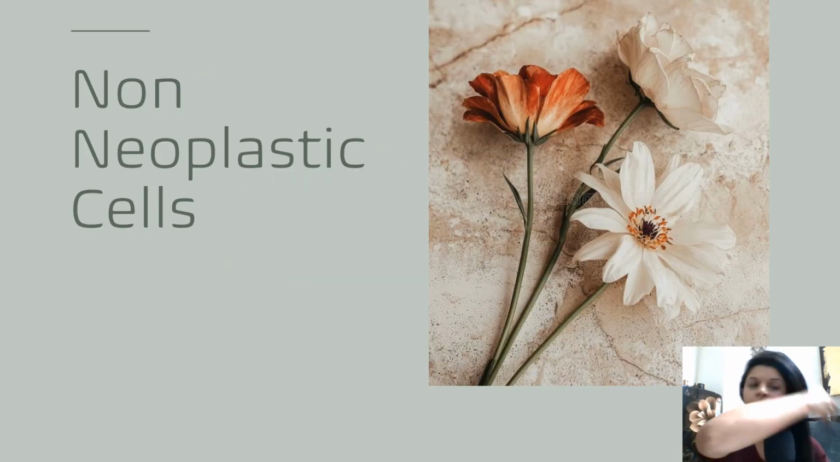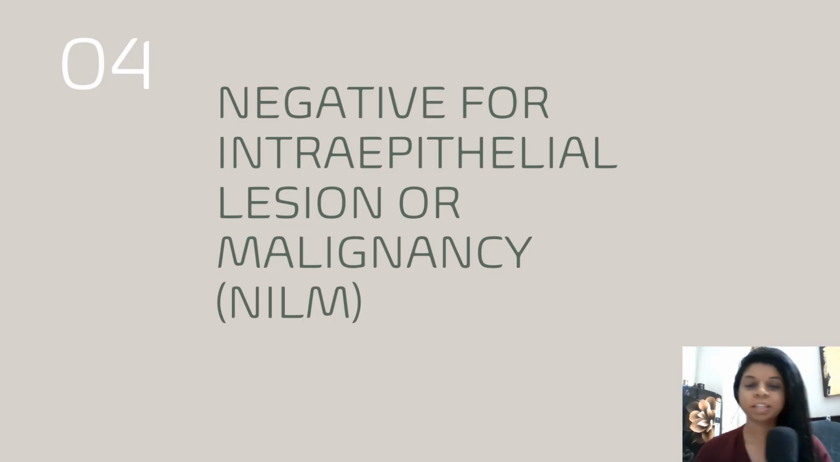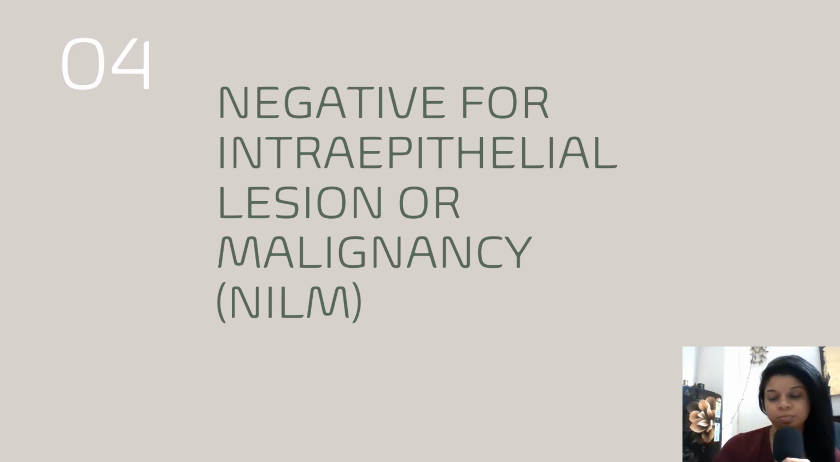So now we come to the topic proper, that is non-neoplastic cells. And it's almost half an hour. This is a term which we all know: negative for intraepithelial lesion or malignancy. All these non-neoplastic cells you will see mostly in this category, NILM, and this is the most common diagnosis that we give for a Pap smear. And even if you don't know how to identify ASC, still you will give NILM. So it is important to study Pap smear reporting.